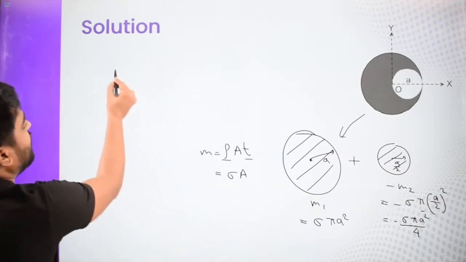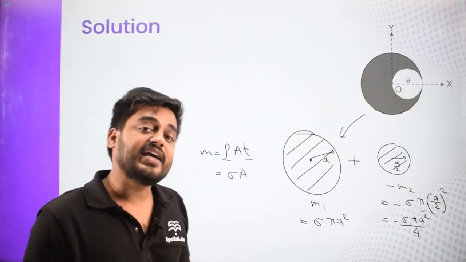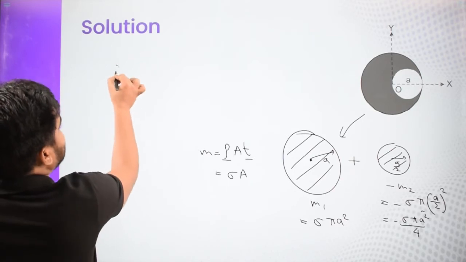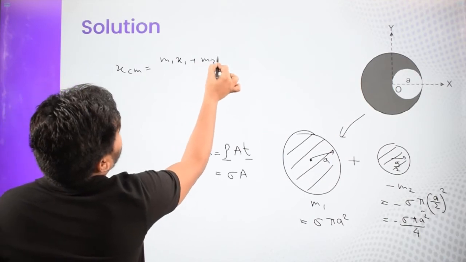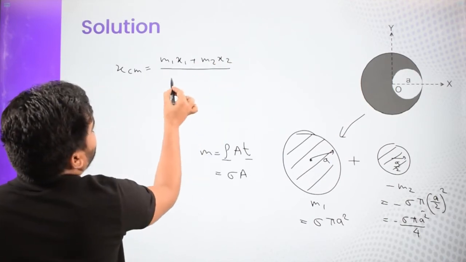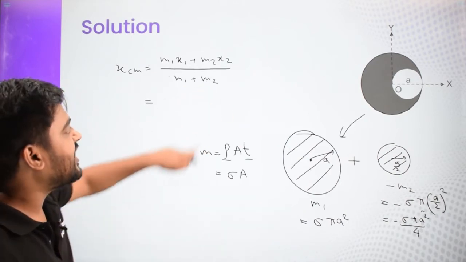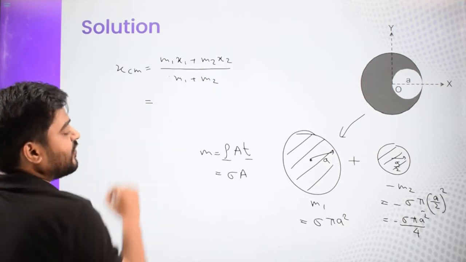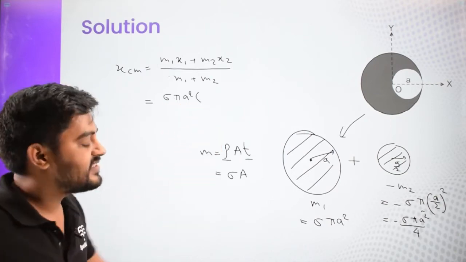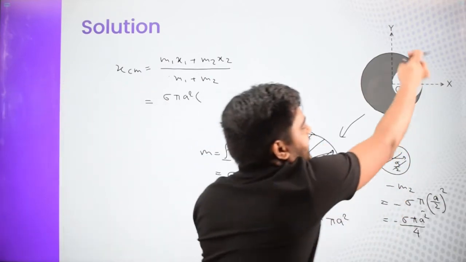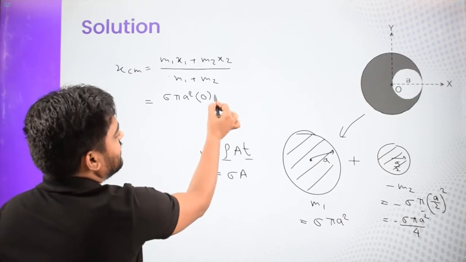Now let us apply the formula. Here this is symmetric again about the x-axis. We just need to get XCM. YCM and ZCM are going to be 0, 0. So let us get XCM. It is M1 X1 plus M2 X2 divided by M1 plus M2. Since this is a cavity, I am going to make my second mass negative. What is M1? Sigma pi A square. What is X1? The center of mass of M1. This center of mass lies at the origin, so X1 is 0.